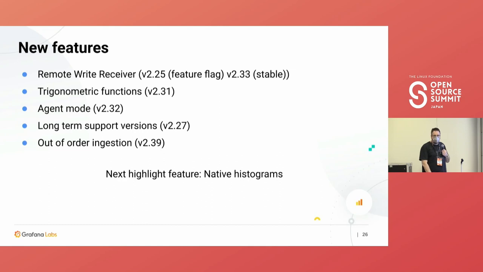We have long-term support versions. Again, we have new releases or new release candidates every 6 weeks. The long-term support versions are usually supported for at least half a year, depending on user feedback. But if you don't want to upgrade as often, but still want to have all the security patches, you can have it. And out-of-order ingestion, where you can basically send data which is older than what Prometheus would normally expect, that's probably too in-depth for this crowd here. And the next highlight feature will be native histograms, where you can put a lot more resolution into your histograms. So you can figure out with a lot more detail, for example, what your latency distributions are when customers want to access a web service or something.